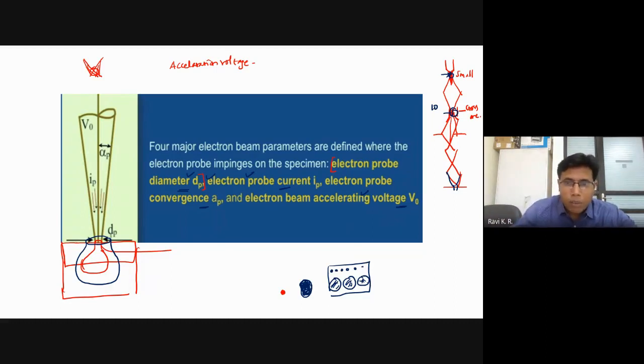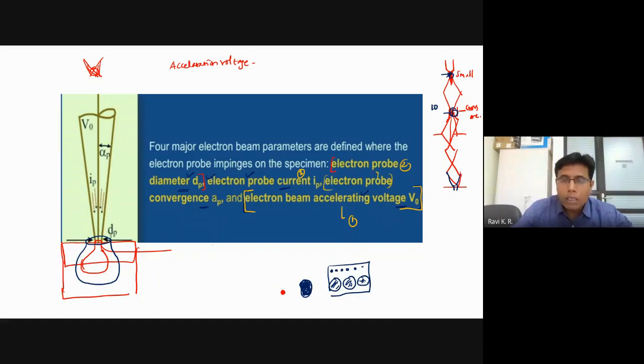We'll start. We already know that the accelerating voltage plays a role, but we don't know how it is going to have an impact on the real microstructure. That we are going to see in today's class. Okay, we'll start with this particular point: how does the acceleration voltage impact that? This is the first one we'll discuss. Then we'll go to the electron probe, then the convergence.